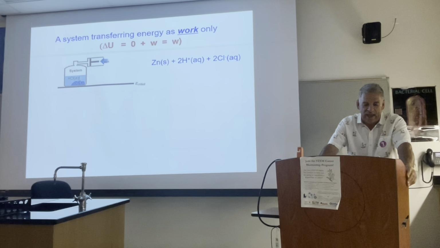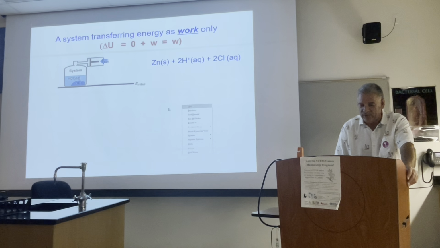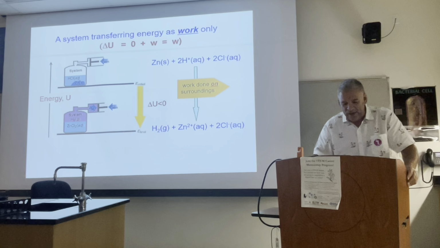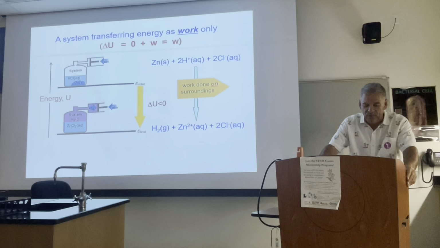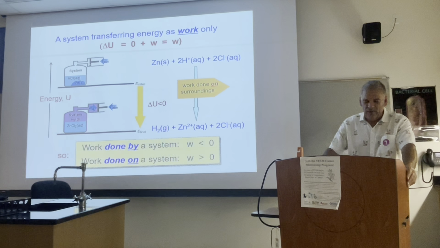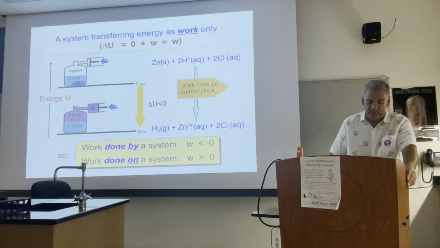So this is a gas system. There's a piston here. We're driving that piston closed, forcing more energy into the system. And then you have energy initial, and it goes down in energy, so work is done on the surroundings. So work done by a system is less than 0. Work done on a system is greater than 0.